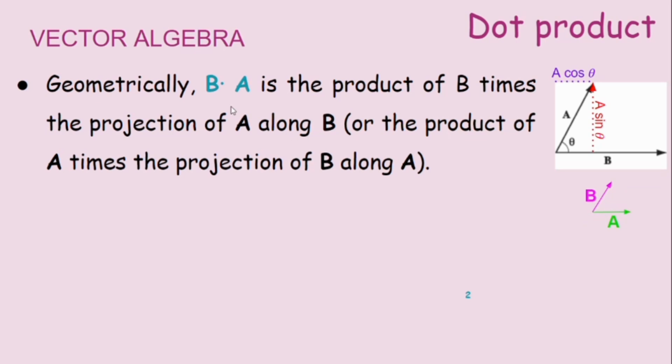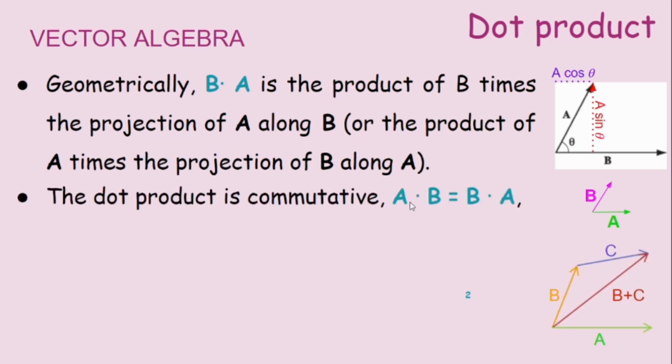The first vector will come in the base and the second will come as component form. Now we will see that this is commutative. This dot product is commutative. A dot B equals B dot A.